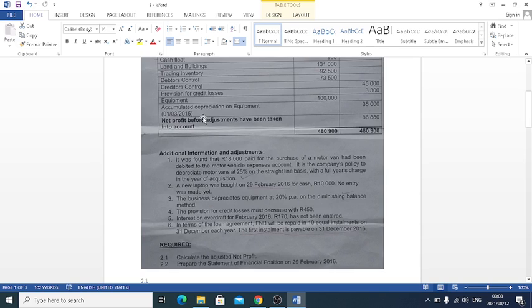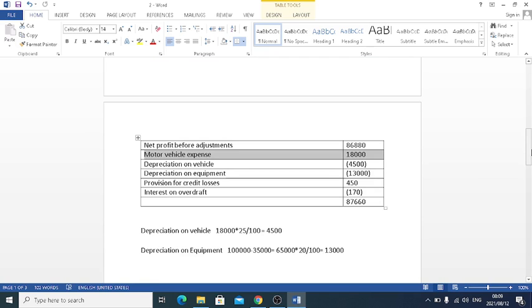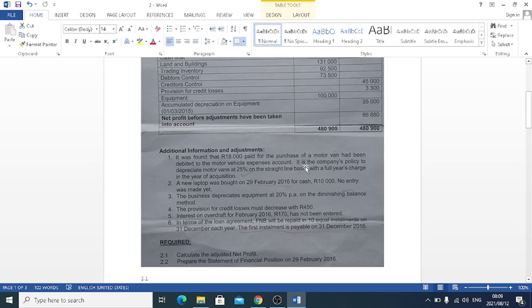So we can start with depreciation on the vehicle, the one that was debited to the expense account. Here are the calculations. We're going to take our 18,000 multiplied by the 25% depreciation, it's 4.5. Then we subtract it from the profit. The rate is here, 25%.